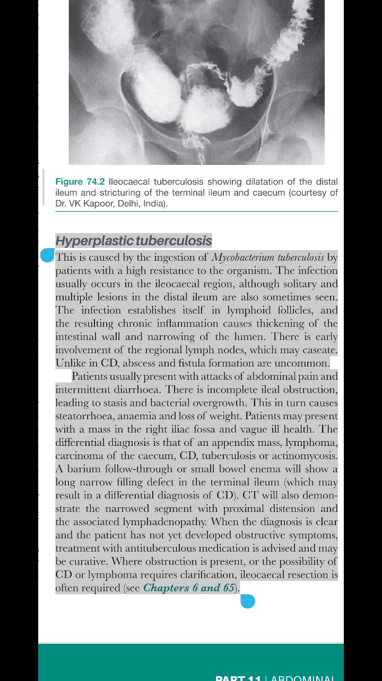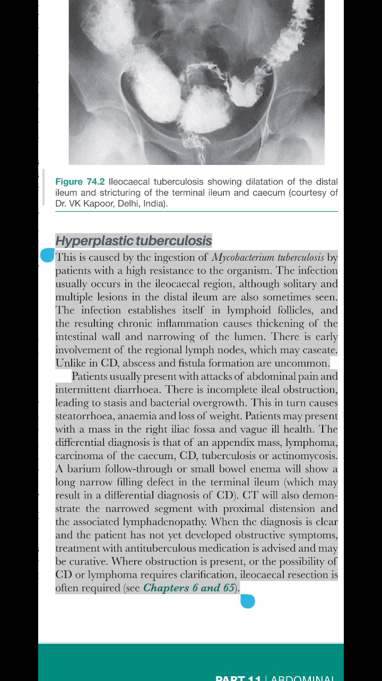Patients usually present with attacks of abdominal pain and intermittent diarrhea. There is incomplete ileal obstruction, leading to stasis and bacterial overgrowth. This in turn causes steatorrhea, anemia and loss of weight. Patients may present with a mass in the right iliac fossa and vague ill health. The differential diagnosis is that of an appendix mass, lymphoma, carcinoma of the cecum, CD, tuberculosis or actinomycosis.